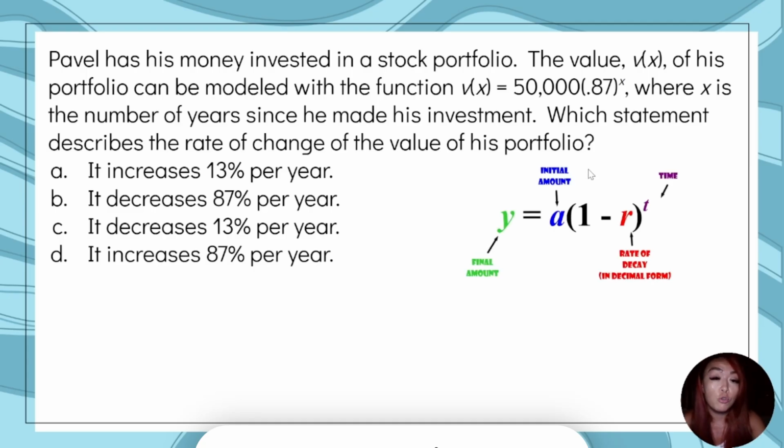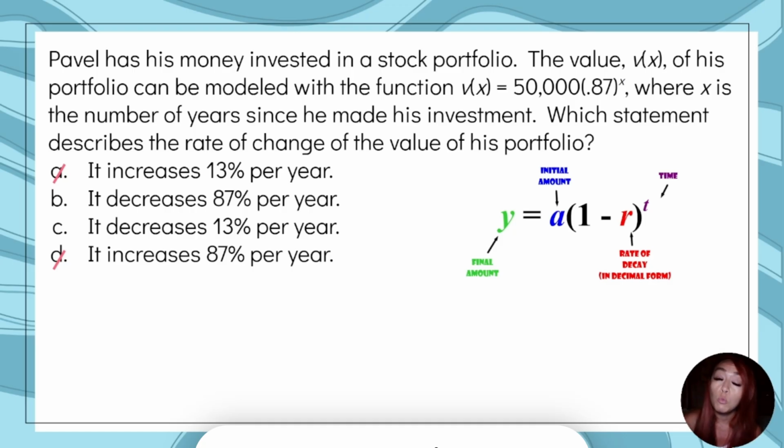Just to remind you, here's your exponential decay formula here, and because this number in the parentheses is 1 minus r, that number has to be between 0 and 1, and 0.87 is between 0 and 1. So that means we are decreasing, we are decaying. So right away, I'm going to cancel out choice A and choice D. So now it's between choice B and C. Does it decrease 87% per year, or does it decrease 13% per year?